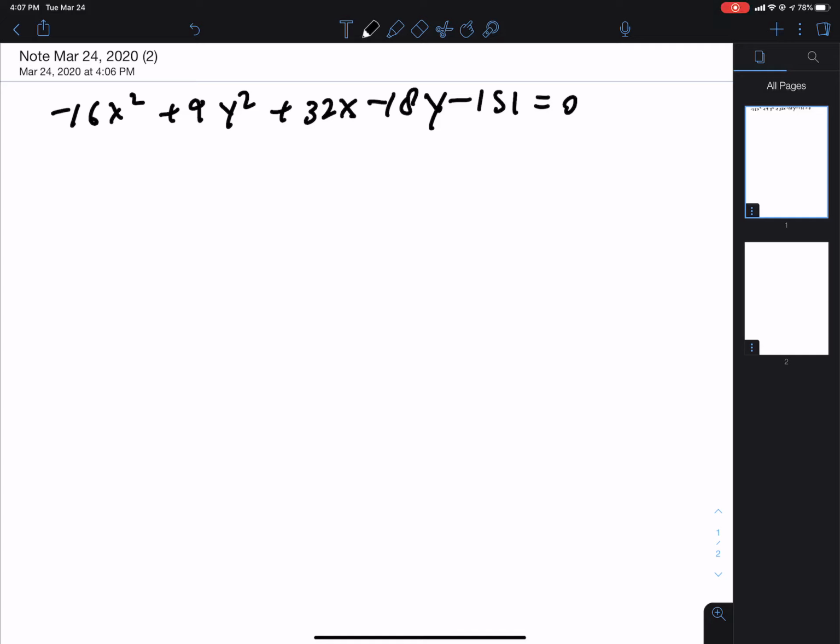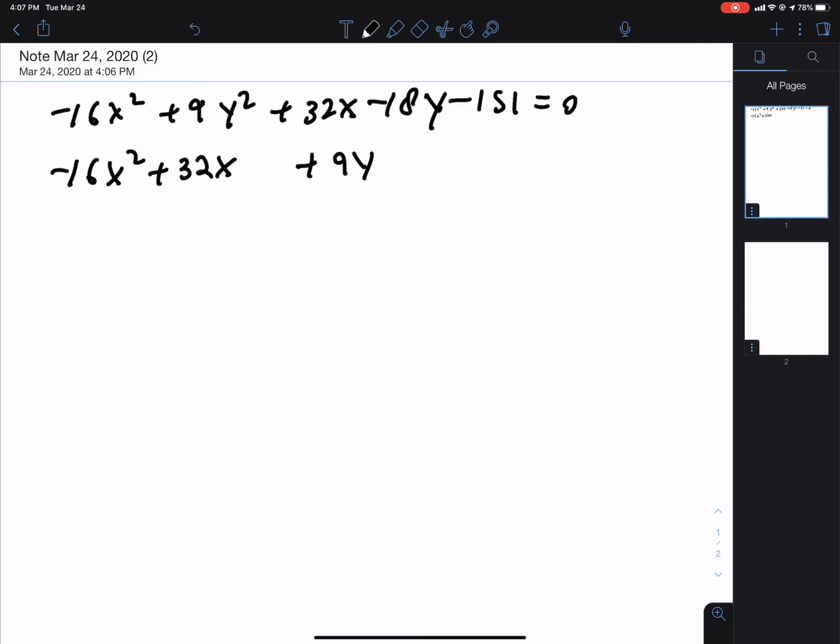Hey everybody, in my pre-cal class, I'm going to give you just some instructions on how to complete the square and to get your conic equation to standard form. So first, we need to get everything with an x together. So the plus 32, I'm going to put next to my x. And then I'll put a space there later.